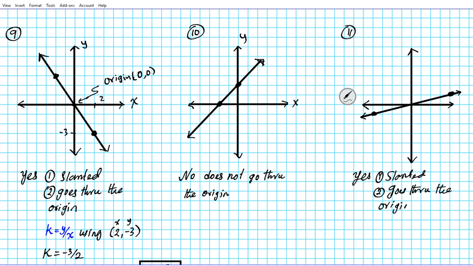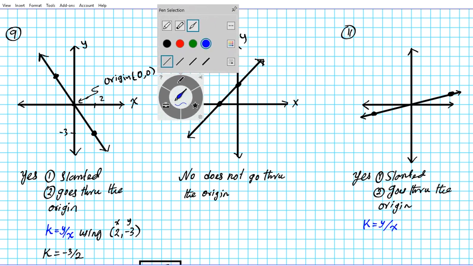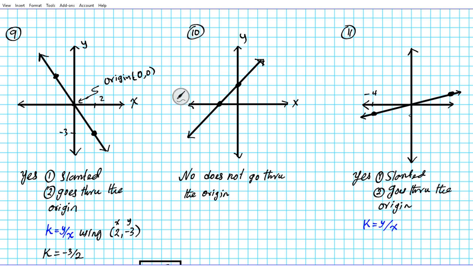Now, what is the constant of variation? We're going to use the formula again. k is equal to y over x to find it out. So just pick any point that falls on the line, preferably a lattice point. So let's pick this point right here. So this is negative 1, 2, 3, 4. Negative 4. And this point right here is negative 1. So this point that we're picking is negative 4, negative 1.